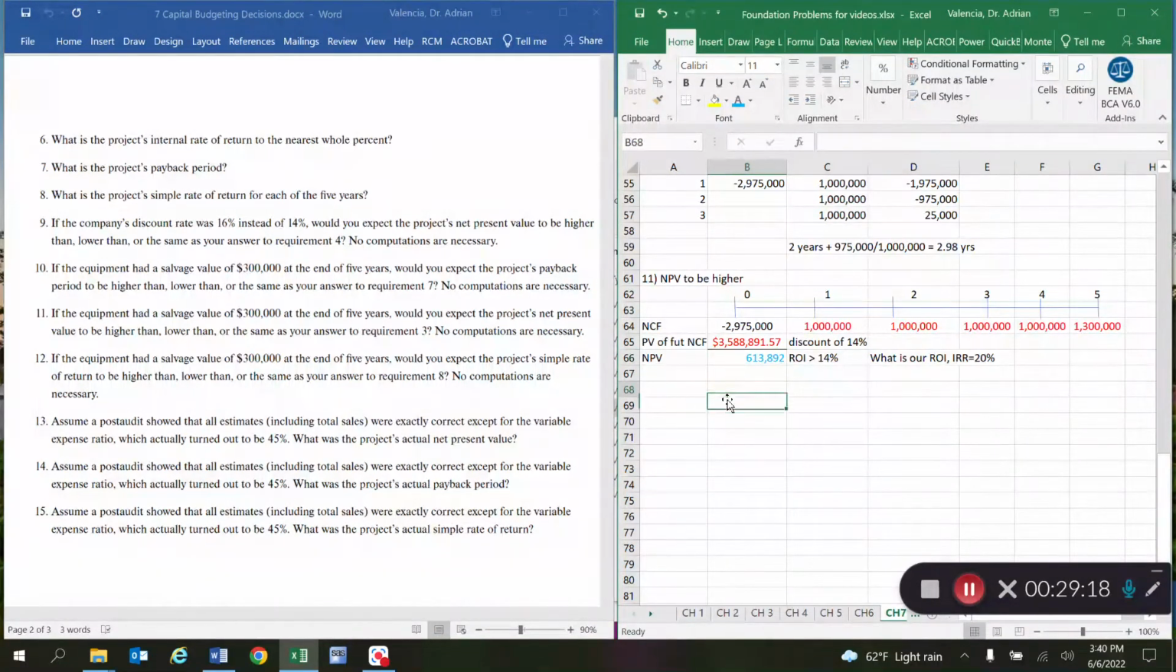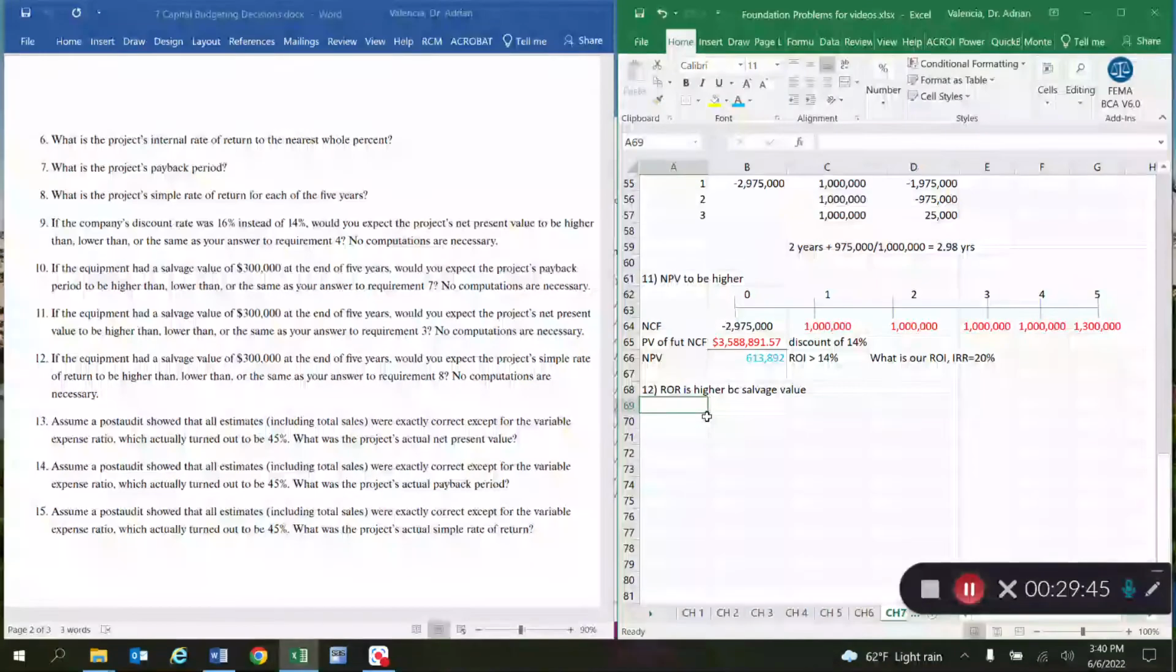Okay? All right, number 12 says, if the equipment has a salvage value of $300,000 at the end of the 5 years, would you expect the project's simple rate of return to be higher, lower than, or the same? So for number 12, the rate of return is higher because of that salvage value.